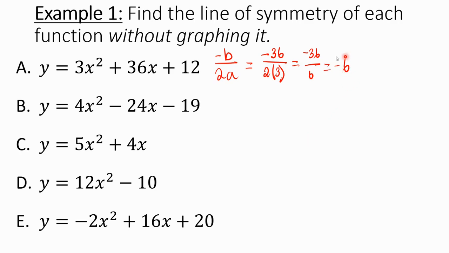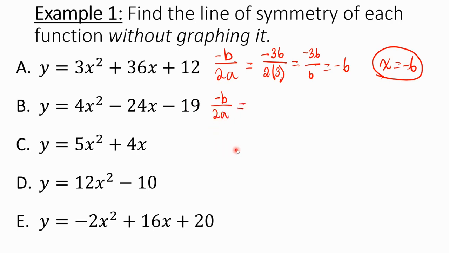Great. Now, this is not a line. This is just a number. I need to make it an equation of a line. So I need to say x equals -6. All right, let's do b now. So same thing. I'm going to find my axis of symmetry. So I'm going to do -b over 2a.